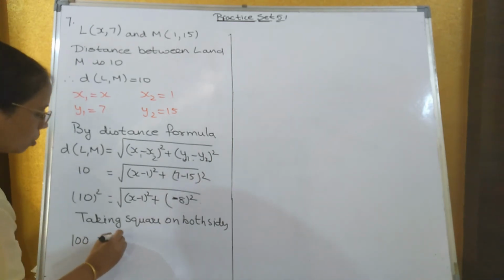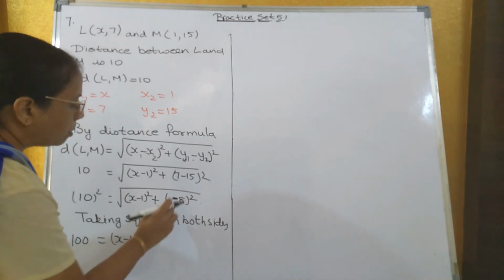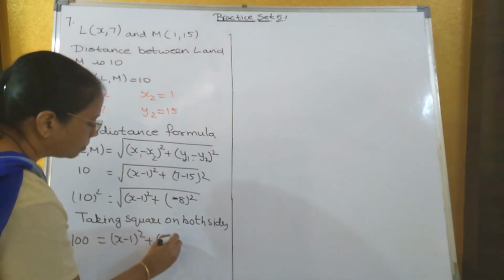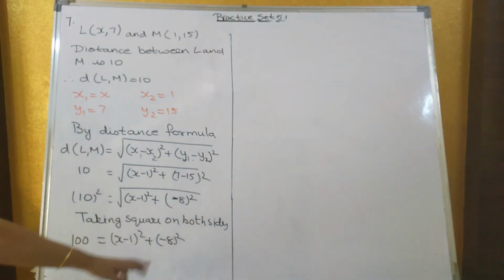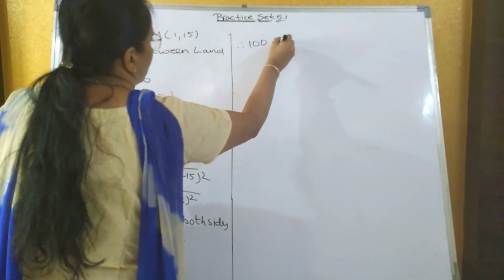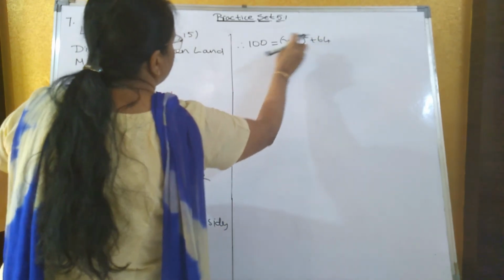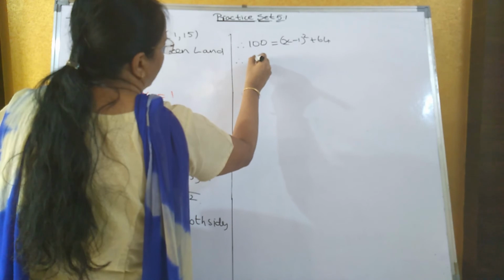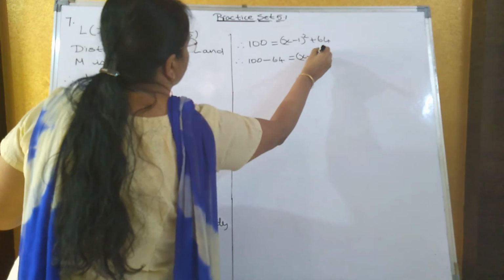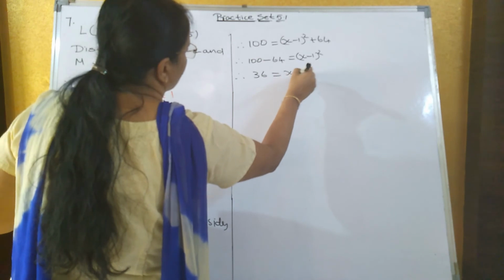100 is equal to x minus 1 the whole square plus 8 minus 8 square. Now minus 8 square is how much? 64. Therefore 100 is equal to x minus 1 the whole square plus 64. Now bring this 64 on this side, what you'll get? 100 minus 64 is equal to x minus 1 the whole square. Therefore 100 minus 64 is how much? 36 is equal to x minus 1 the whole square.